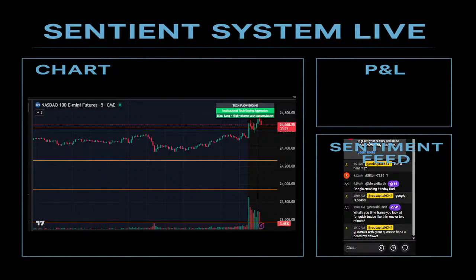Of course, we could bounce, right? The tech flow is telling us tech buying pressure is aggressive, but I'm not trying to give back any money right now. So I'm just going to play it smart.